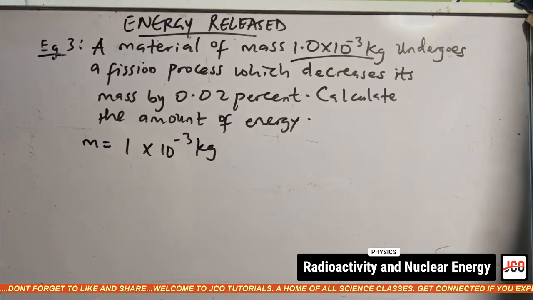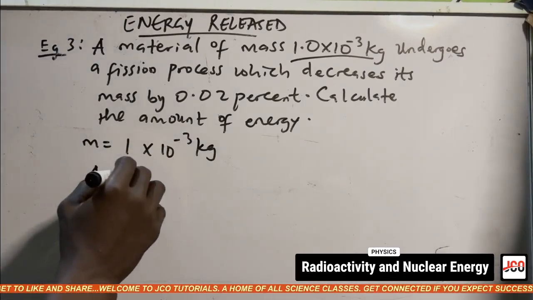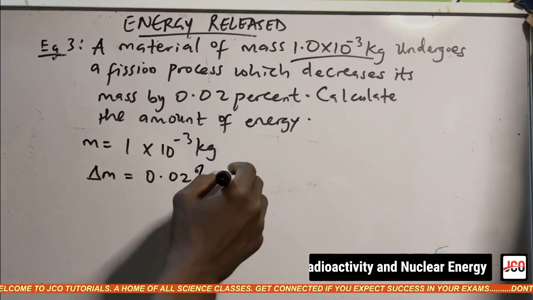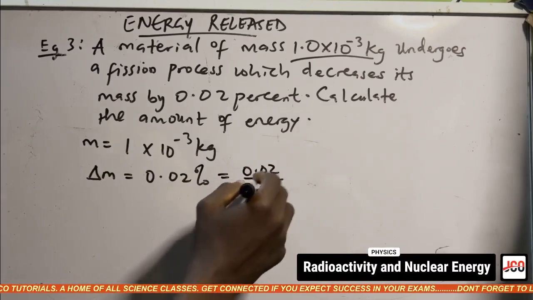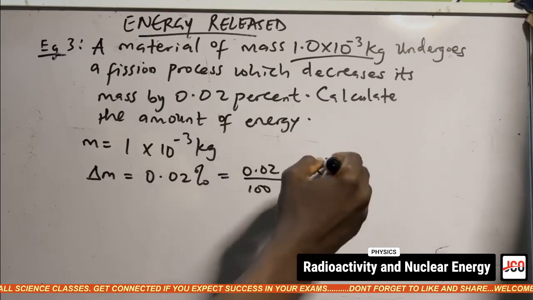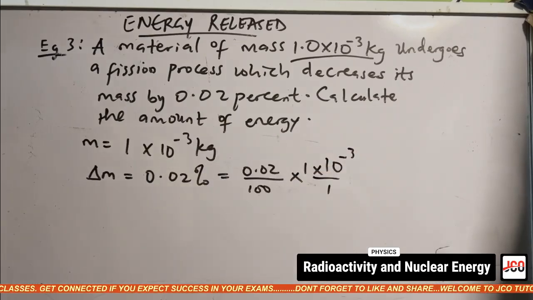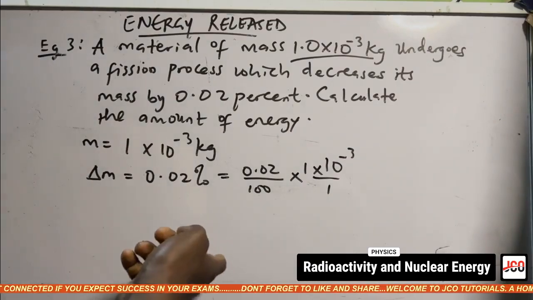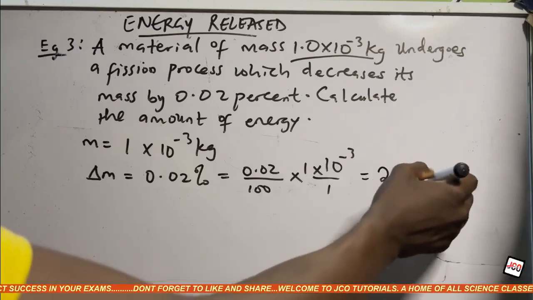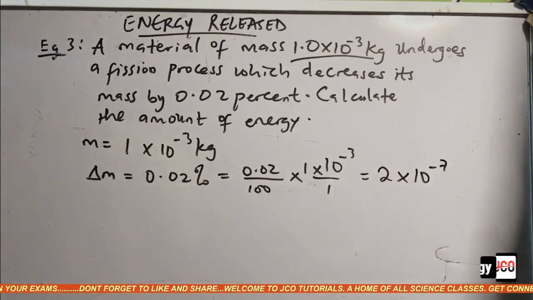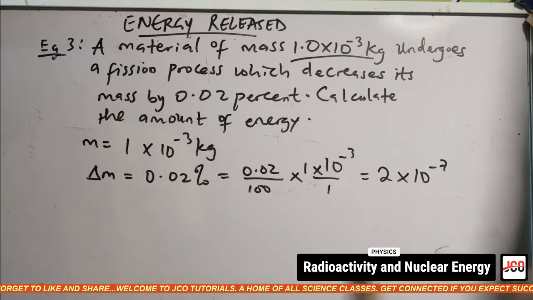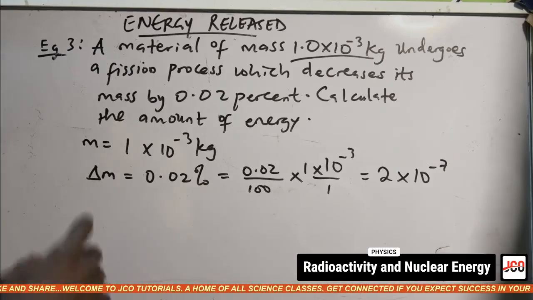But there's a decrease in mass, and that decrease in mass will be the mass defect. So it's decreased by 0.02%. So it's going to be 0.02 over 100, that's percent, times that particular original mass. Because it's a decrease by this percent, you need to find this percent now. What is this percent? This percent gives you 2 times 10 raised to power minus 7 kg. This decrease is called the mass defect. That's why I wrote it as change in m.